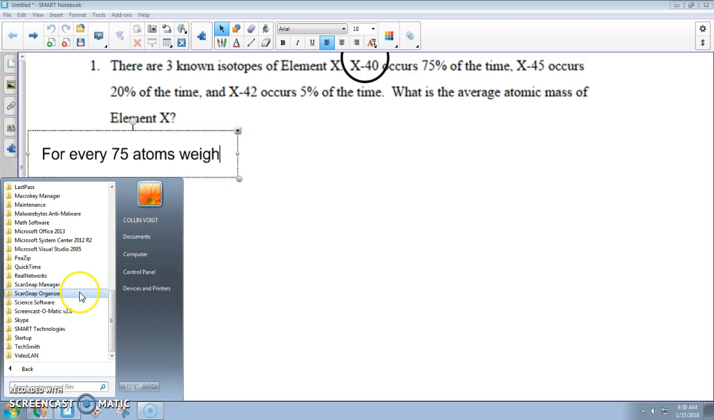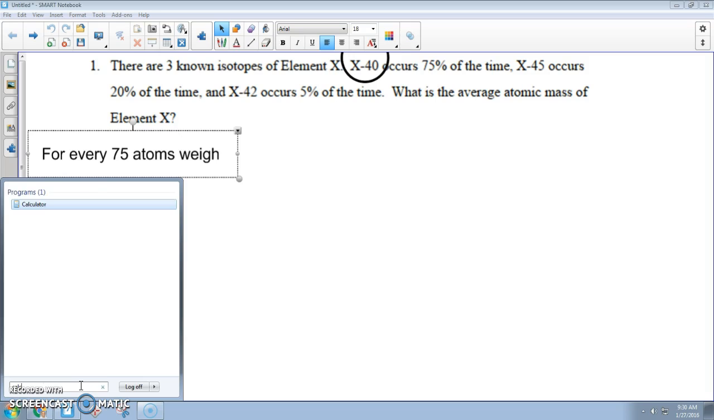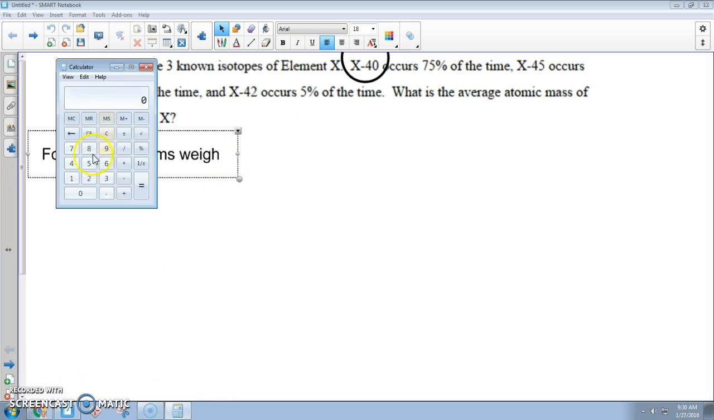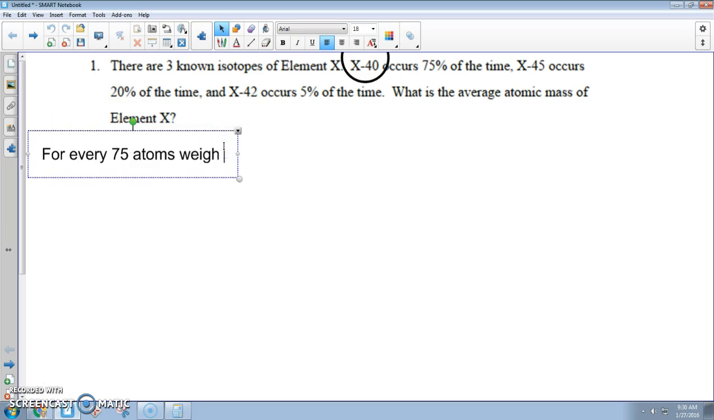So I need to pull up my calculator real quick, even though I could do this by hand for sure, just to show you. 75 times 40. We have 75 atoms that each weigh 40. So I'm going to put in that these atoms weigh 3,000, and again my unit for atoms is AMU. The way that I would have done that by hand is to say 75 times 4 is 300, and then add that extra 0 back on there.